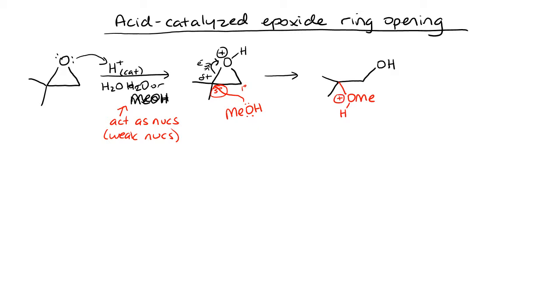Now the oxygen of the methanol is now going to be left with a positive charge, and we'll get rid of that by having something come in and remove the extra H, and another methanol can do that. Actually, let me change the color. It'll take the H, give the electrons back, and we've now created a molecule that has an ether functional group and an alcohol functional group.